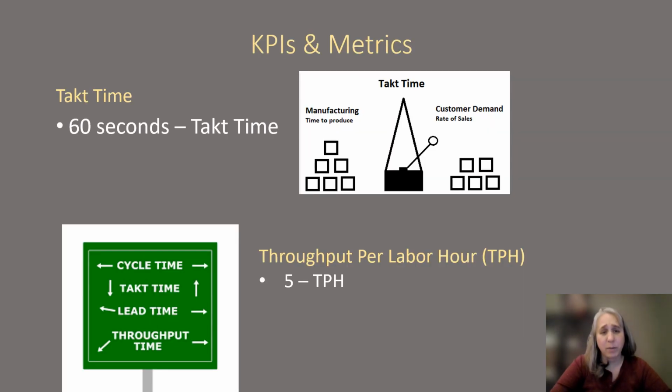Next, I looked at what my KPIs and metrics should be. Takt time, 60 seconds. My TPH, which is throughput per labor hour, of 5. The takt time is a key element to creating flow, and the TPH utilizes our most significant cost constraint, which in this situation included labor, to measure the efficiency of the process.